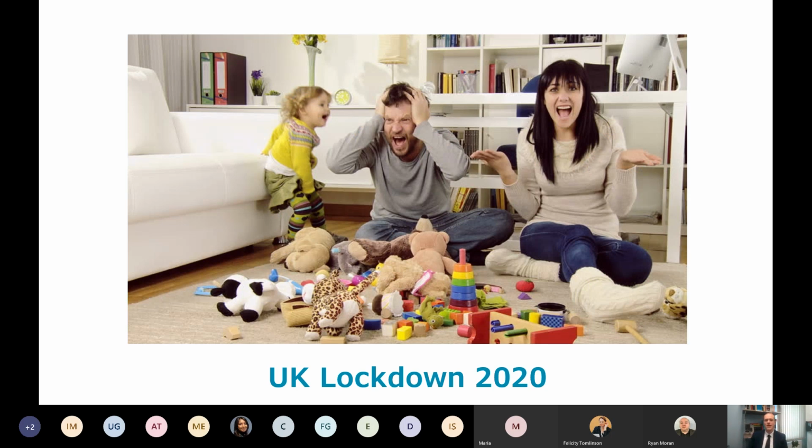many of us will have found ourselves in this situation. This is what I would call a classic representation of UK lockdown 2020. So here we have what we would call in sociology a traditional family, although families will come in many shapes, sizes, and orientations. Here we have what we can assume is the mother and the father, and we've also got a young child as well.